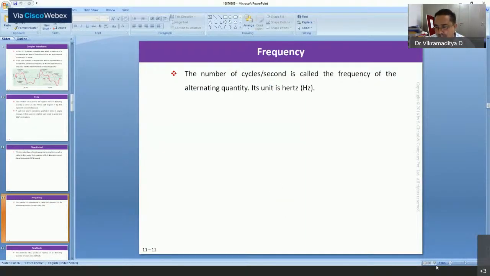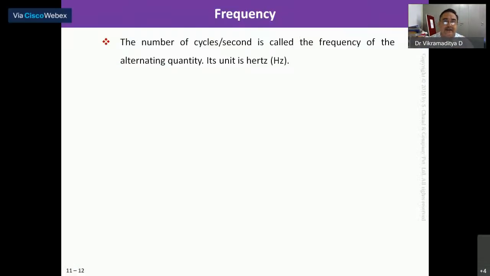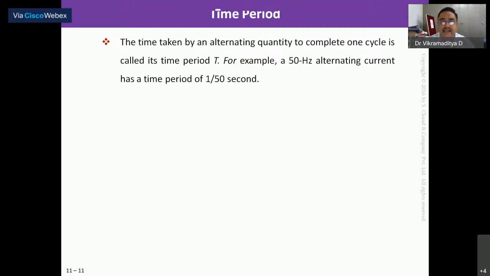Some points we have already discussed, and one of them was the time period. I have already told you what it is. Time period is the amount of time taken by an alternating quantity, which can be a voltage or current, to complete one cycle. It is called time period T, and it is the inverse of the frequency. So how will you define frequency?